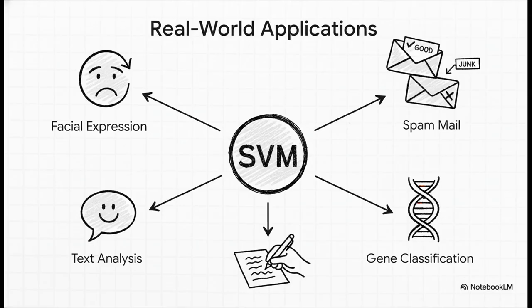This versatility is why SVM is such a powerhouse. You see it everywhere. It's used in facial expression recognition. It's one of the classic foundations of spam filters. It's amazing for analyzing text to figure out sentiment, and it's even used in super complex fields like bioinformatics to classify genes. It really is a workhorse algorithm in the world of machine learning.